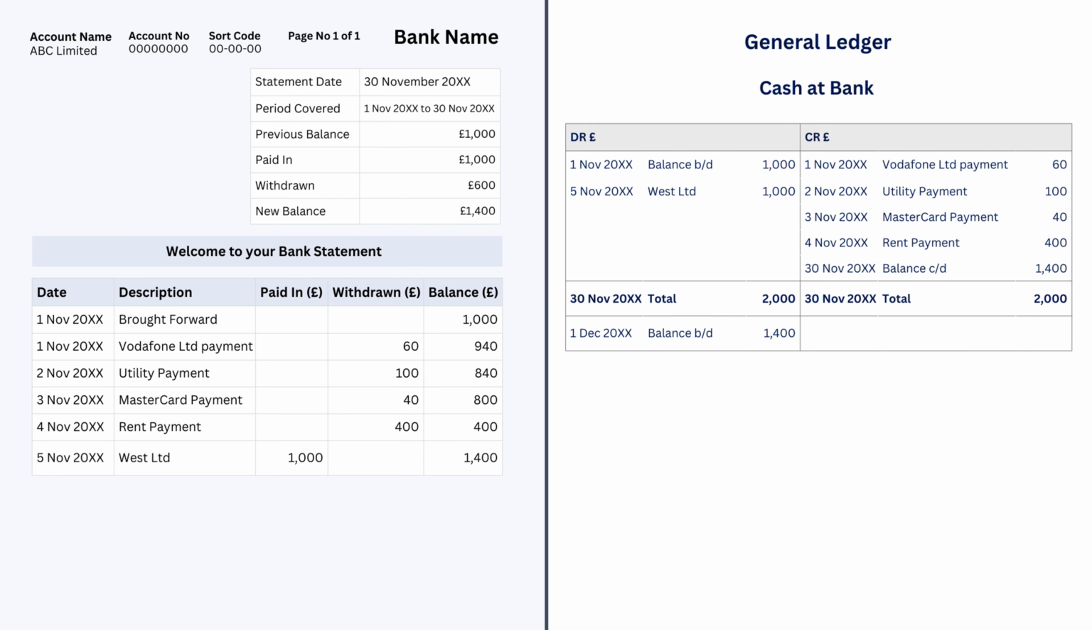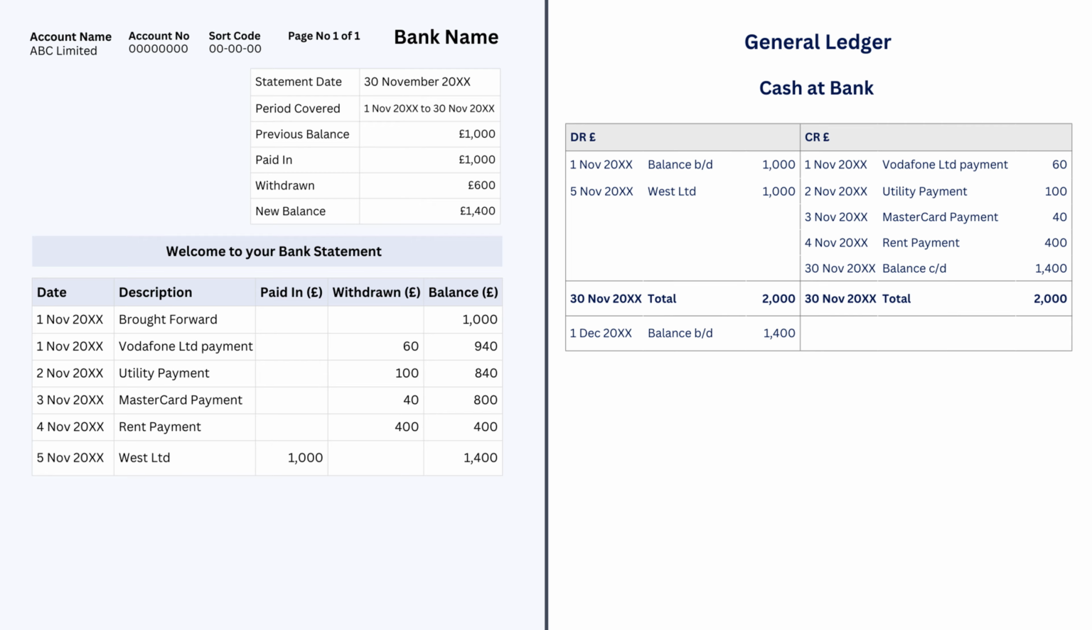Now let's look at the right-hand side, which shows our general ledger, cash at bank. Cash at bank is an asset. Assets increase on the debit side and decrease on the credit side. When we receive money, such as the £1,000 from our customer West Limited, our bank balance increases. Because our asset increases, we record this on the debit side of the cash at bank account. When we make payments such as rent, utilities or card payments, cash leaves the business. We record these on the credit side.